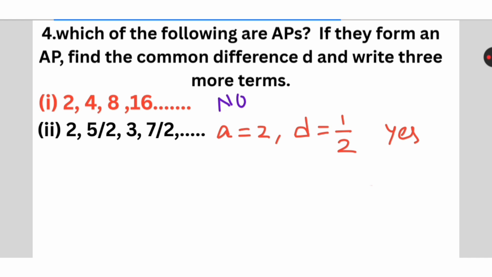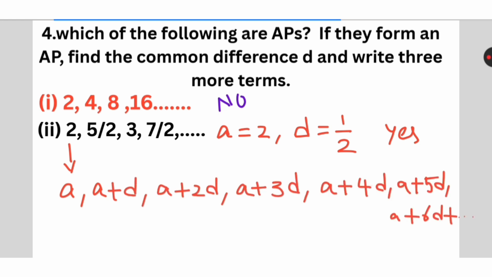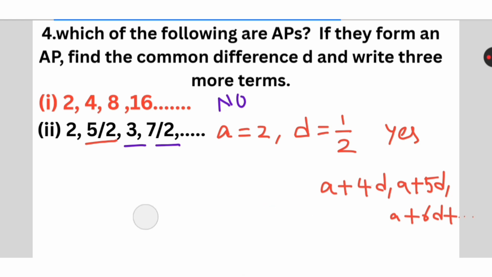Just write another 3 more terms. How does the arithmetic progression look? A, A plus D, A plus 2D, A plus 3D. So here they gave A, and also the second term, which is A plus D. They gave the third term, which is A plus 2D, and the fourth term, which is A plus 3D. So up to here they gave, that's why I am removing this. So we just write only 3 more terms, which are A plus 4D, A plus 5D, A plus 6D.